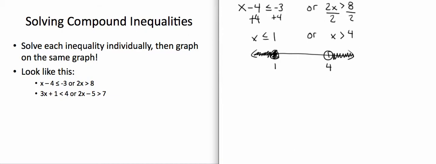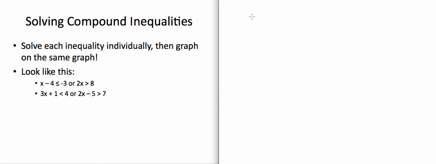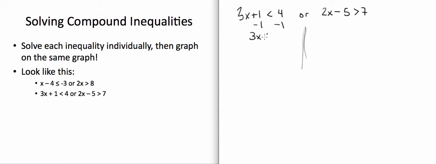We can also have two-step inequalities here. So we have 3x plus 1 is less than 4, or we have 2x minus 5 is greater than 7. So we're going to basically split this down the middle, solve each one individually. This is a -1 from each side first. That gives us 3x is less than 3. We divide by 3. So we have x is less than 1.